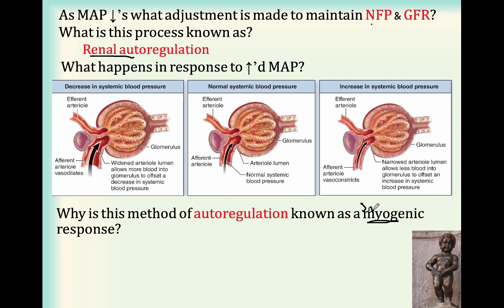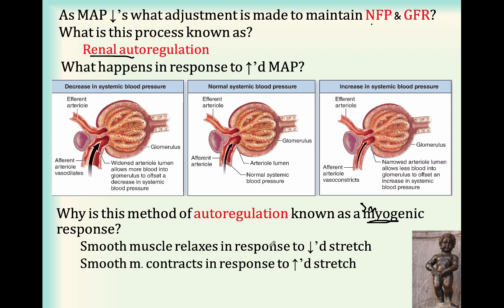So smooth muscle, myogenic. But again, it's auto-regulation. The smooth muscle is going to relax in response to decreased stretch, and it's going to contract in response to increased stretch. So blood pressure going up, there's going to be an increase in stretch over here.